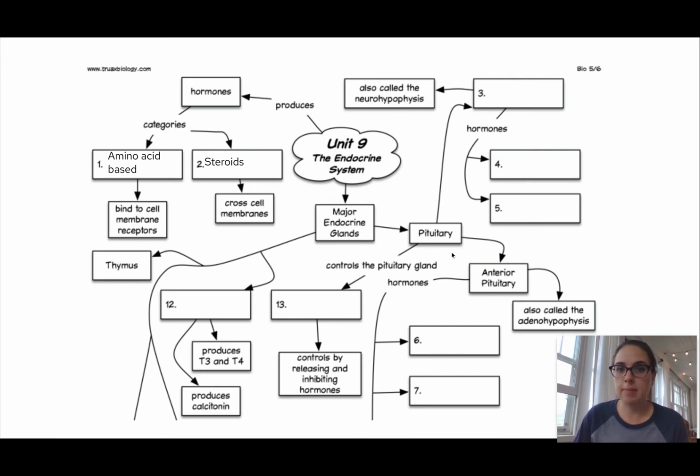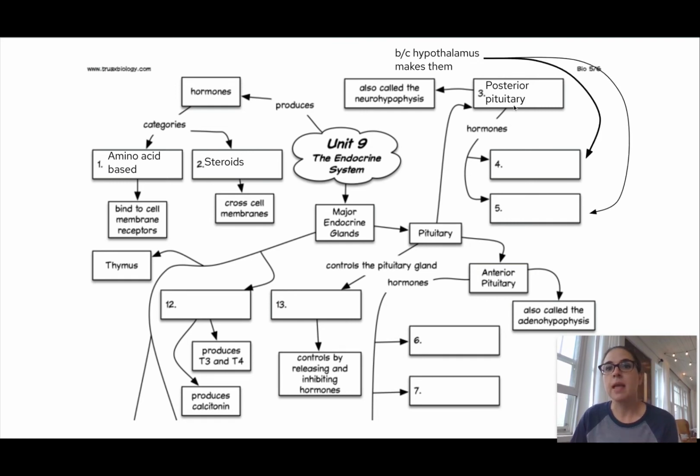So let's start with our master gland over here, the pituitary gland. Jumping up here, there's two halves to it. You have the anterior pituitary and the posterior pituitary. It's called the neurohypophysis. That's not important for the test. But the reason it gets that name is because the hypo is the hypothalamus, which controls your posterior pituitary. The posterior is different from the anterior because these two hormones aren't actually made by the posterior. The hypothalamus makes these two, and then the posterior stores them and releases them when it's signaled to do so.